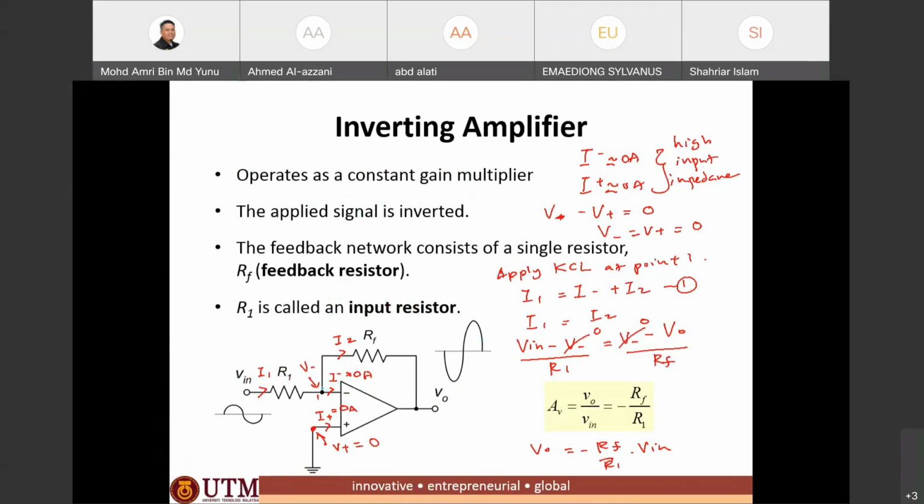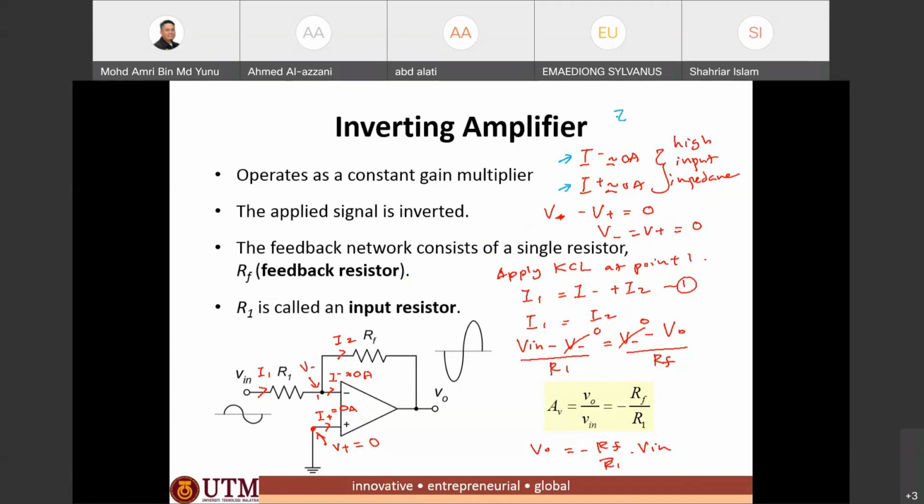So one of the characteristics of an amplifier is that the current at the inverting terminal, let's say I negative, and the current at the non-inverting input, I plus, are both close to zero or virtually zero, because the op amp has high input impedance.